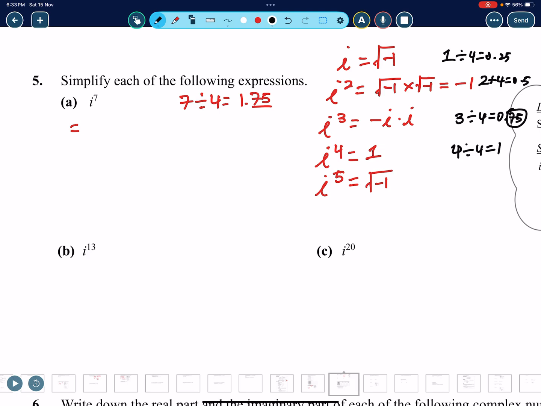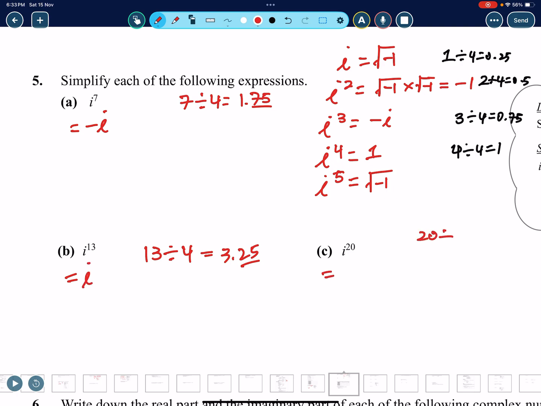Now, 0.75 here and this .75 will produce the same outcome. That means I should write negative i over here. That's how you simplify. Now for 13, let's do the same thing. 13 divided by 4 is 3.25. We're just going to look at the decimal. .25 follows the power 1. So power 1 means it's just simply i.